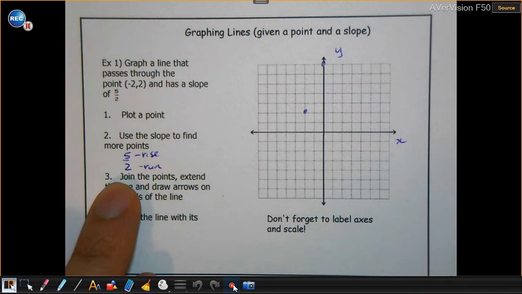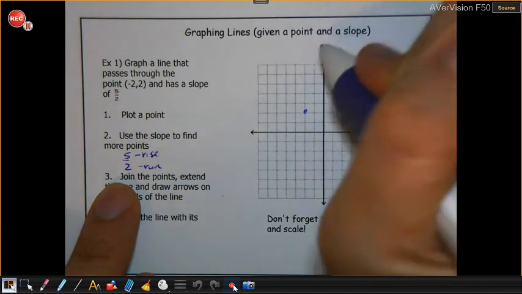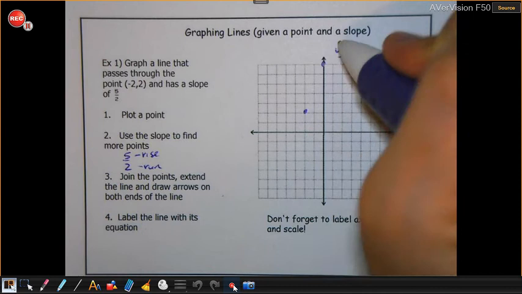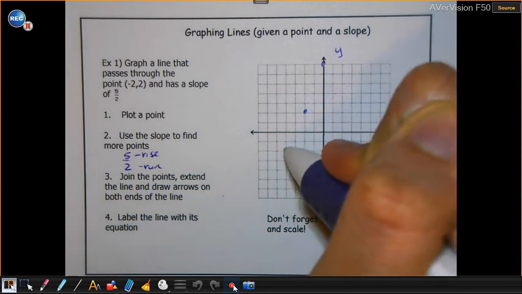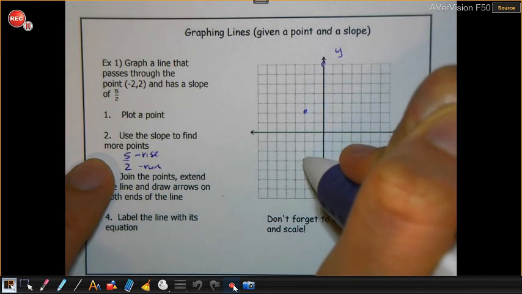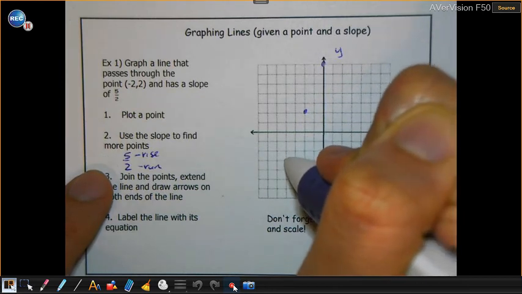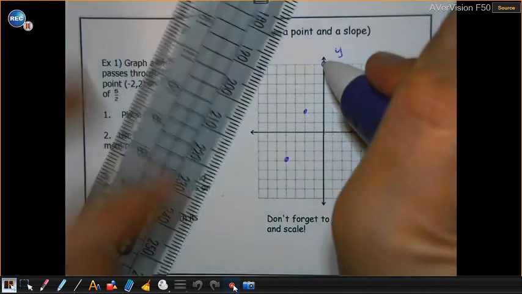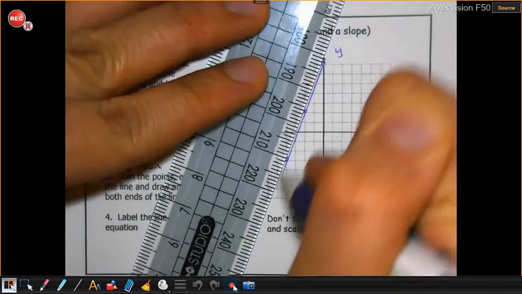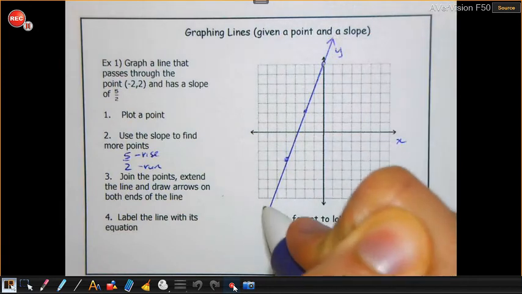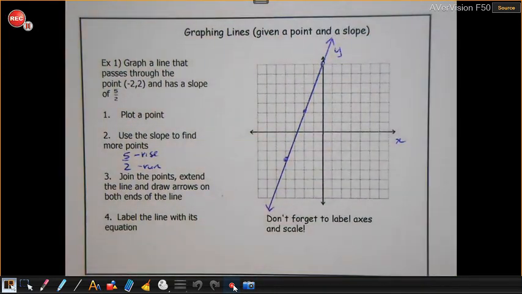Okay, I need to plot at least one more point, but I can't go any further up here because I have no space, so I'm going to go in the opposite direction. Now if I go in the opposite direction, instead of going up 5, I will go down 5. Instead of going right 2, I will go left 2. You connect this point to a nice straight line, extend it, arrows on both ends.